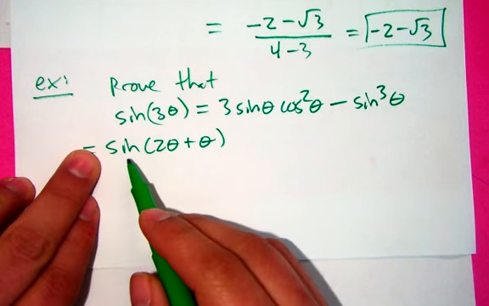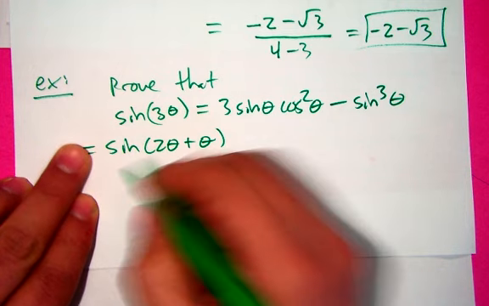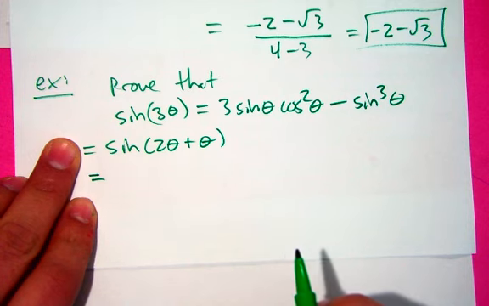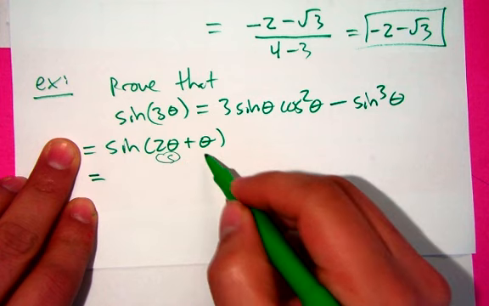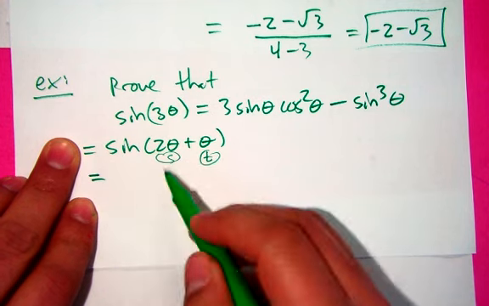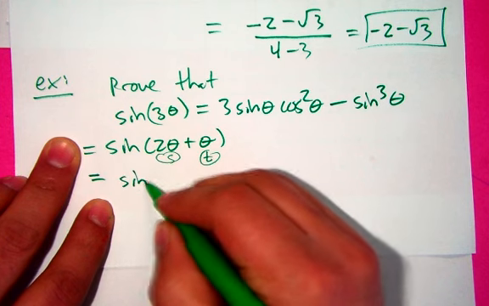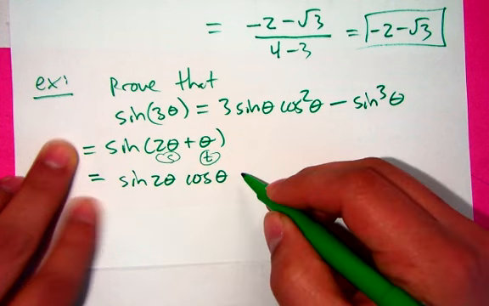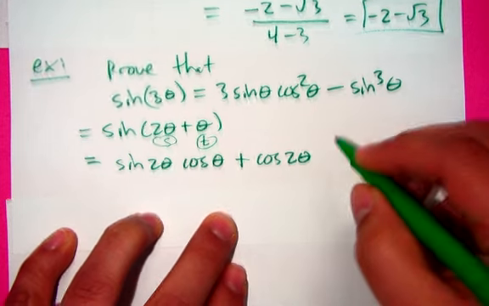And now this looks a lot like sine of an angle plus another angle, right? So do we have a formula for that? Careful. It's not double angle yet. We're thinking of this as your S and that is your T. So it's kind of like sine of S plus T right now. We're making it into its long form. So it's going to be sine 2 theta cosine theta plus cosine 2 theta sine theta.